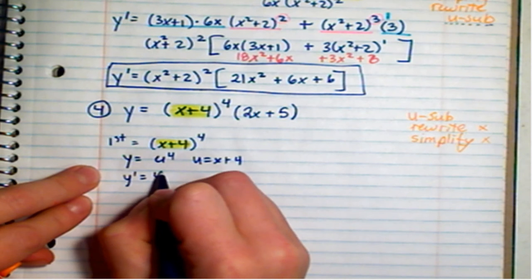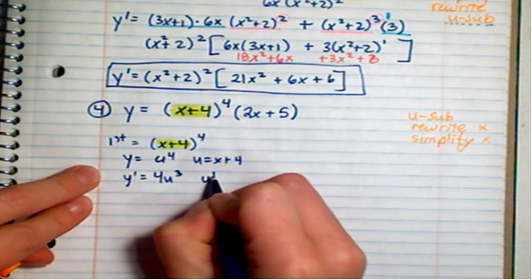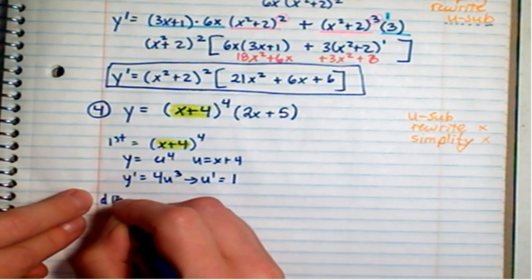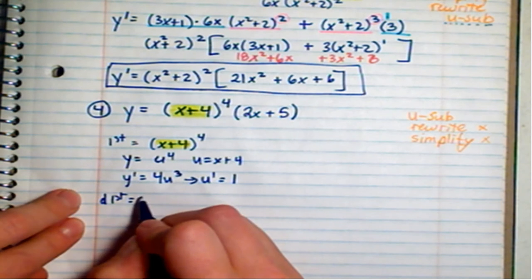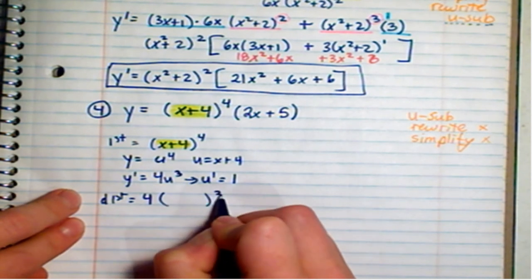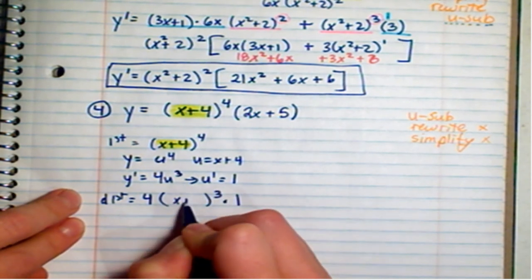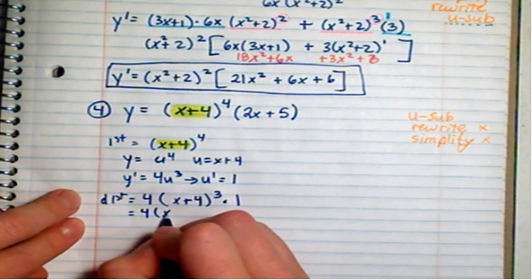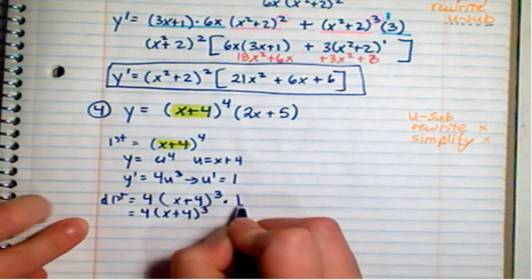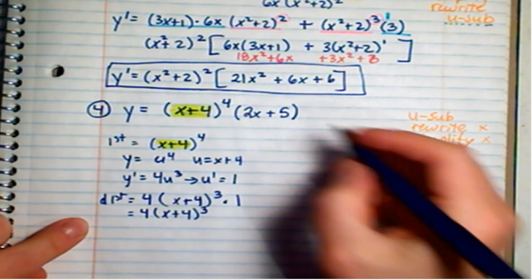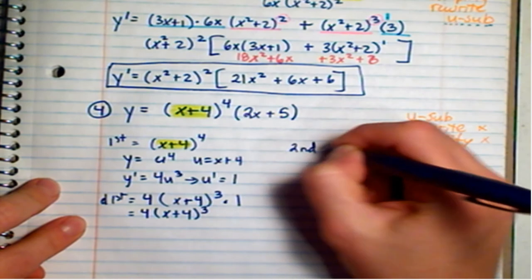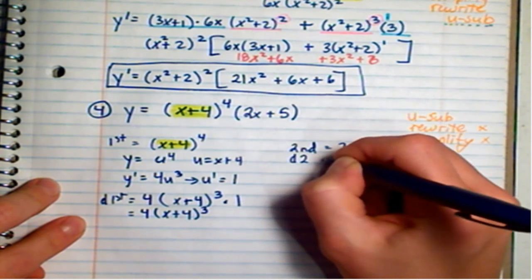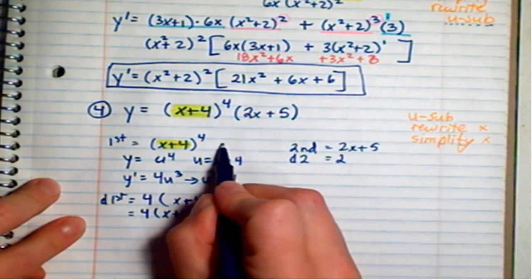Okay, y prime is 4u cubed. u prime is 1. Great. Put it together. Derivative of the first is 4 blah blah blah times 1. All right, and just a little bit of combining here. All right, because 1 times 4. All right, second. Derivative of the second. And here we go.